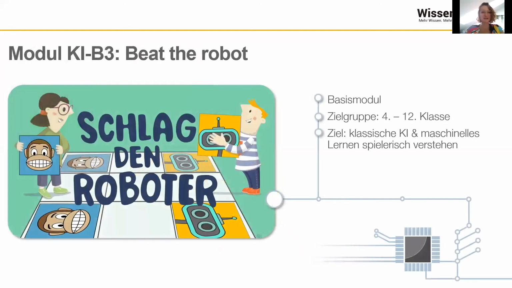And this is an example of what happens in the third module called Beat the Robot. This is all about learning about the different ways of machine learning. So the students actually put themselves into the position of learning algorithms and get the basic understanding of how supervised, unsupervised, and reinforcement machine learning works by playing fun board games.